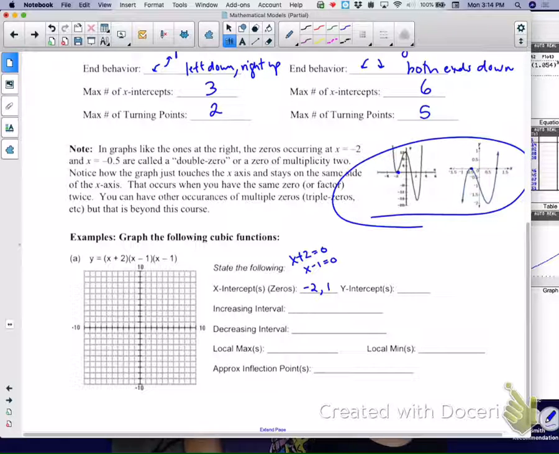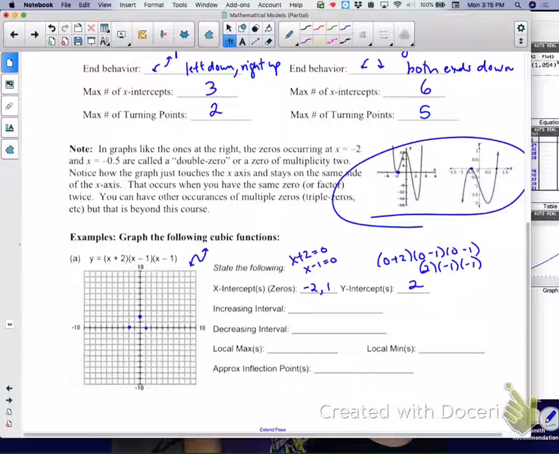My y-intercept, I'm going to plug 0 in for x. So that's going to be 2 times -1 times -1. So that's going to be a y-intercept of 2. Okay, so we can put that in our graph over here. -2 and 1 and 2. Now, this graph, if I were to multiply it out, is going to look something like this. It's cubic, and it's a positive cubic, so I have a general idea of what's going to happen here.